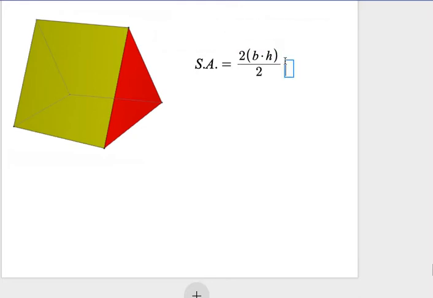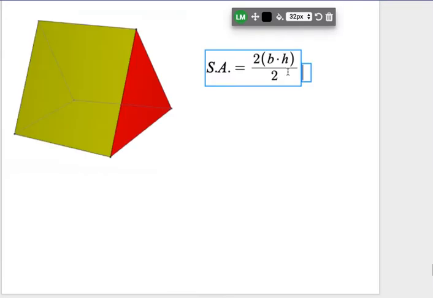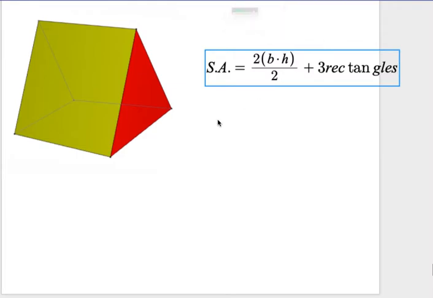plus whatever those 3 rectangles are. So that's going to again just be a base times height plus a base times height plus a base times height. So I'm just going to put right there the 3 rectangles. Okay, so that's kind of my general formula I'm going to use.